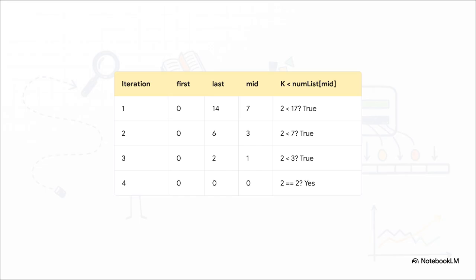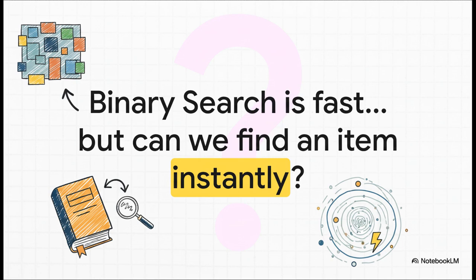Now we look at the small list that's left. What's the middle of that? It's 7. Is 2 smaller than 7? Yes, it is. So we do it again, slash. We get rid of the second part of this little list. Do you see what's happening? With every single guess, we are cutting the amount we have to search in half. That's its superpower.